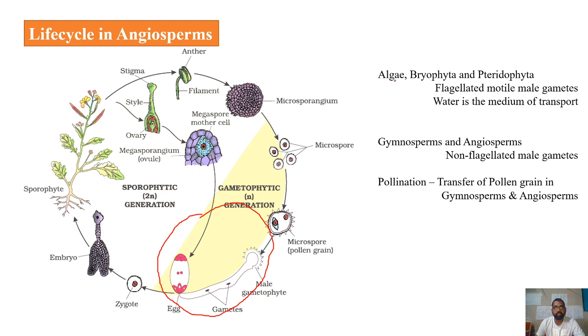So in the case of algae, bryophyta, pteridophyta, the lower plant divisions, we know that the male gametes will be motile because they possess flagella. Sometimes in the case of algae, the female gametes also can be motile, but in general, in all three groups, the male gametes are motile as they possess flagella. So the motile flagellated male gametes can be transported to the female gamete through water. So water is necessary for the transport of male gametes in this case.